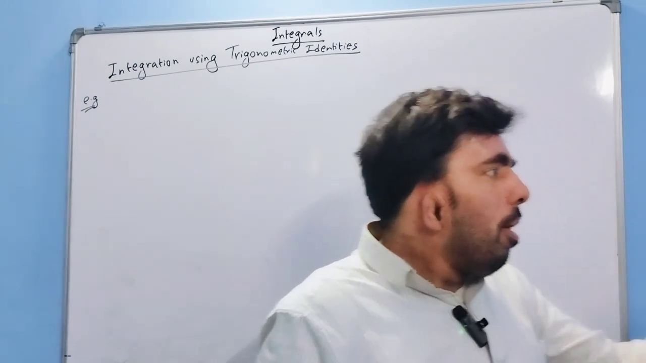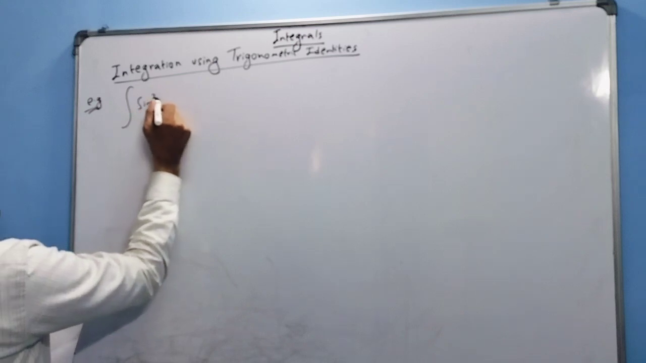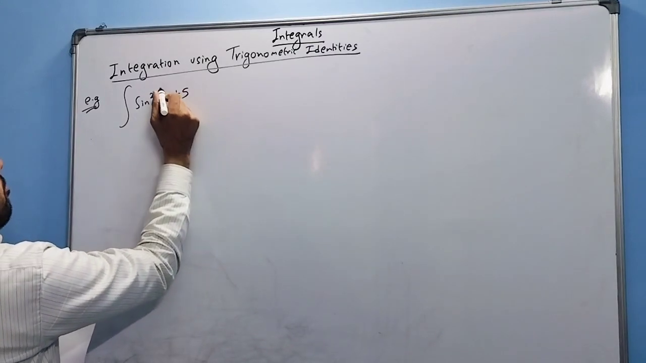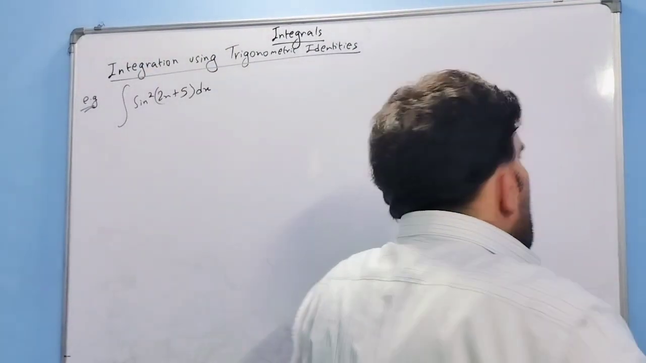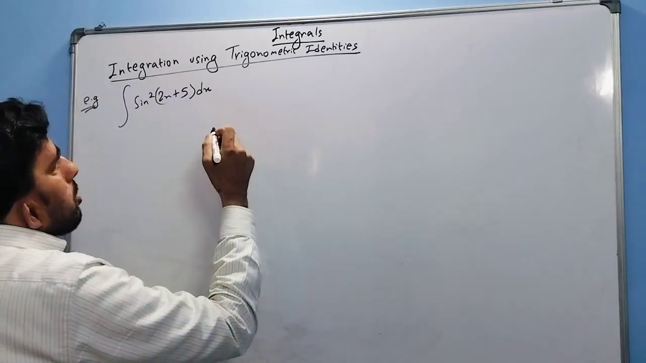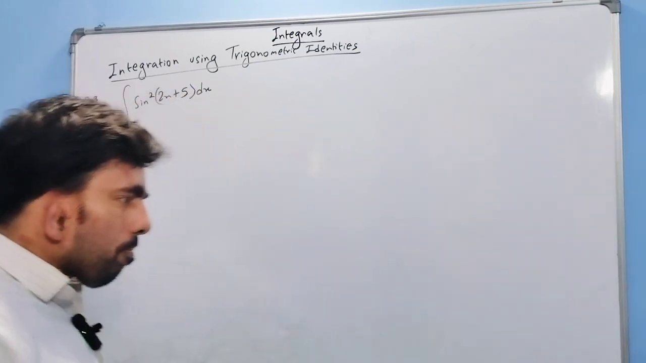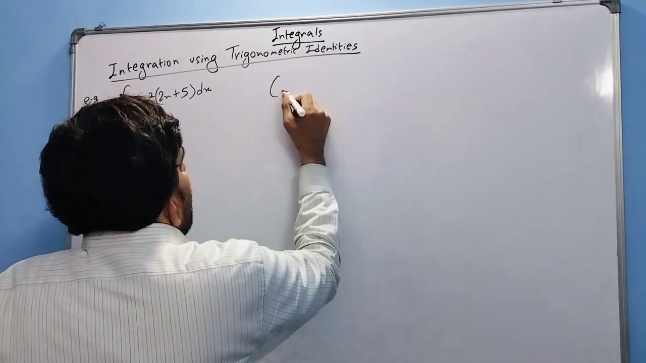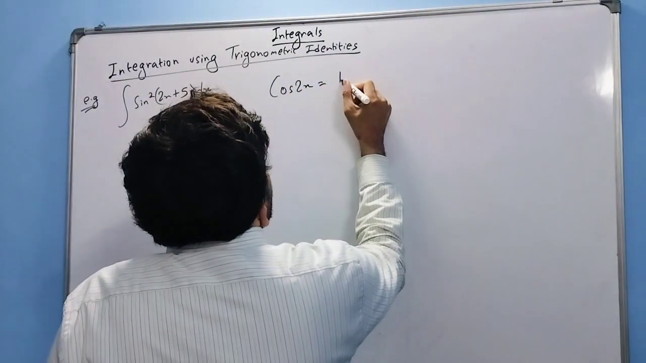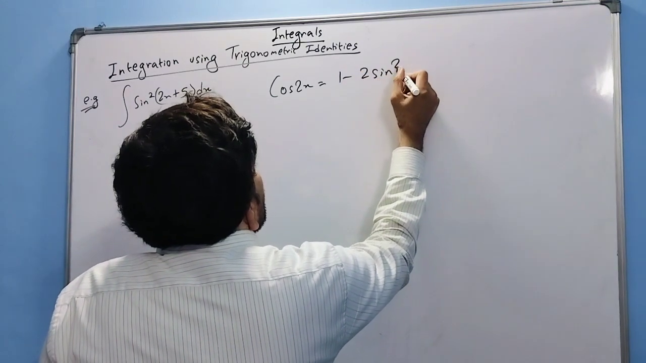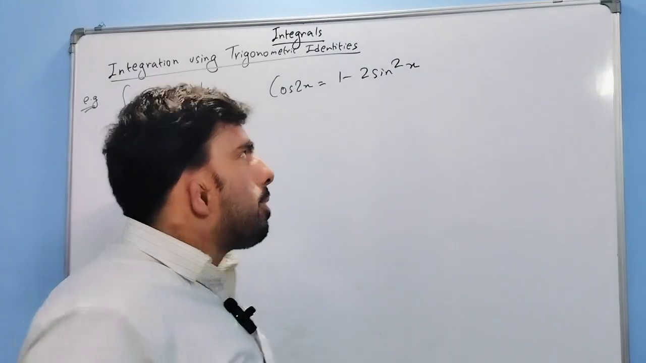So we have the question: sine square of 2x plus 5. We need to integrate sine square of 2x plus 5. Here we'll apply the identity of cos 2x, which we have learned. We have three identities for cos 2x, but here we'll apply one of them. We all know cos 2x is equal to 1 minus 2 sine square x.